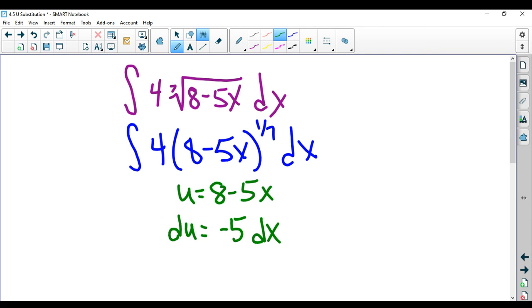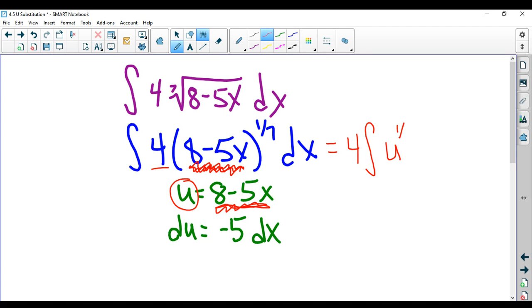So now you make all of your substitutions. First of all, this integral, I'll make the substitution right here. That 4 is a constant, so as always, I just like to factor it out. 8 minus 5x is what we said u is going to be. So 8 minus 5x, we're going to write u. You still have the 1/7 there. And then dx, this is why the dx part is so important.